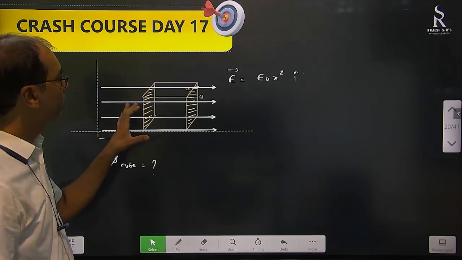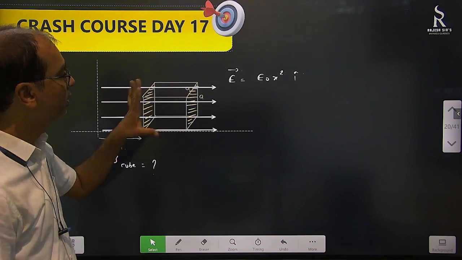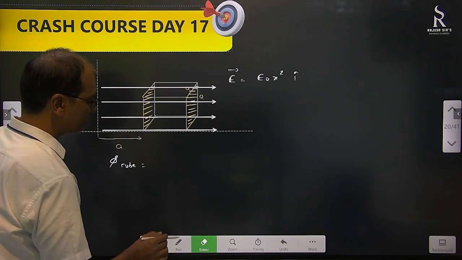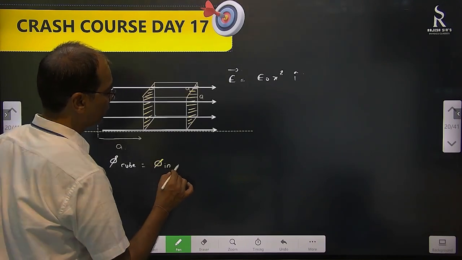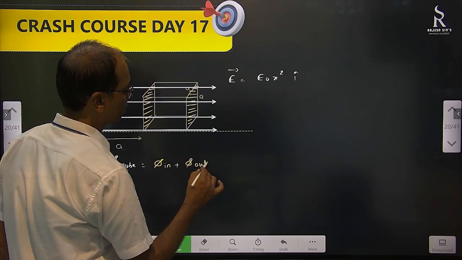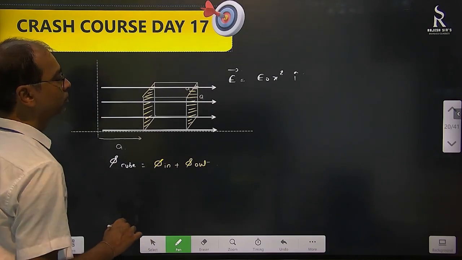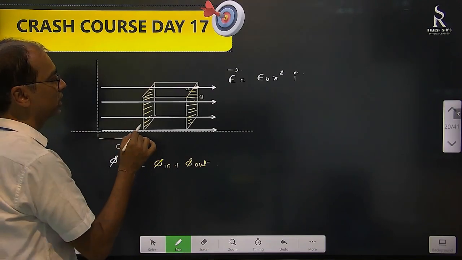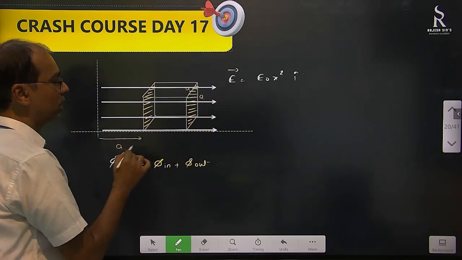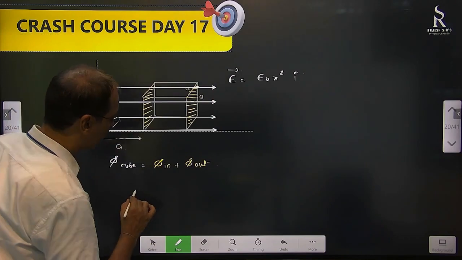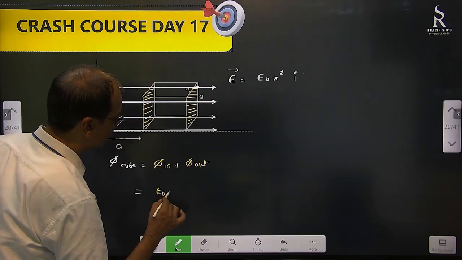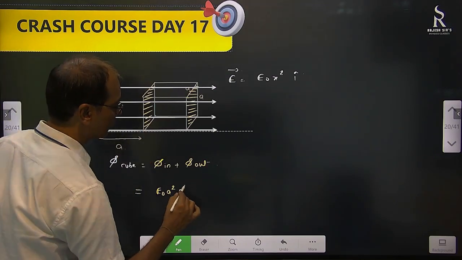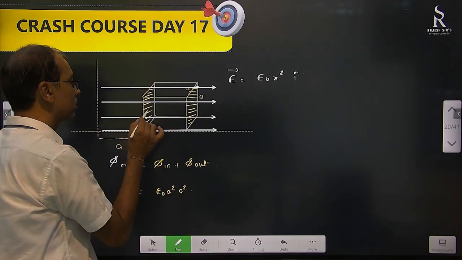Okay. So now what is happening? From here flux is going inside, from here flux is going outside. So the flux of the cube we'll say is phi in plus phi out. Okay, what is phi in? Phi in means, what is the electric field value at this one? Electric field value is E naught A square, because this x coordinate is A. So phi in I am writing E naught A square into area, which is also A square. But area's direction is what? This.